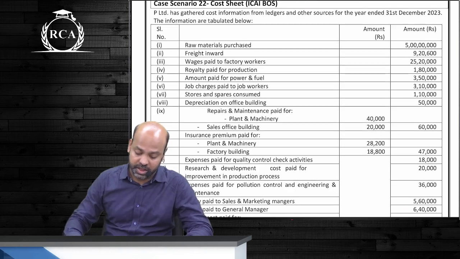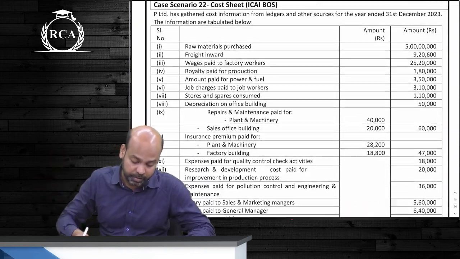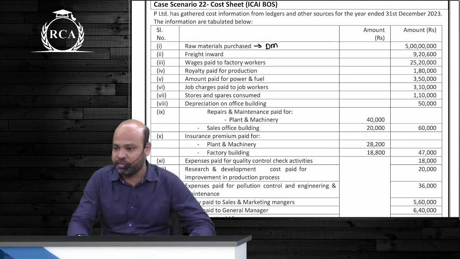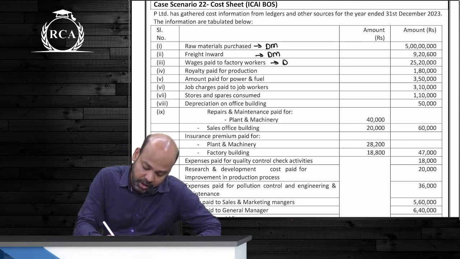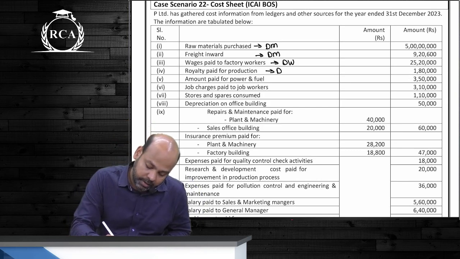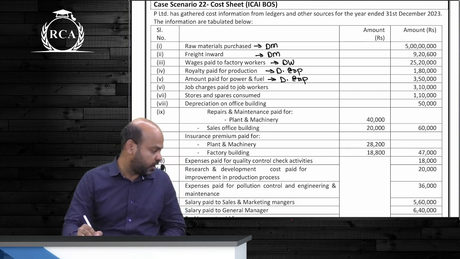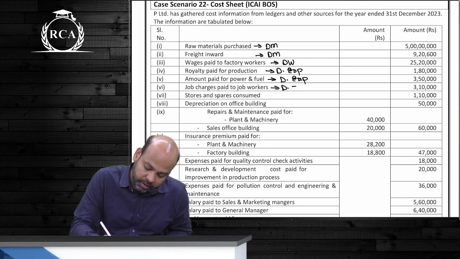रॉ मटेरियल्स परचेज एक बार फटाफट डिस्कस कर लेता हूं बेटा, तुम लोग बाद में मैच कर लेना, ठीक है? Raw materials purchase will go to direct materials consumed. Yes or no, guys? Prime cost only. Freight inwards. Wages paid to factory workers, direct wages. Royalty paid, direct expenses. Amount paid for power and fuel, cost of utilities beta, even that will be direct expenses. Job charges paid to job workers.